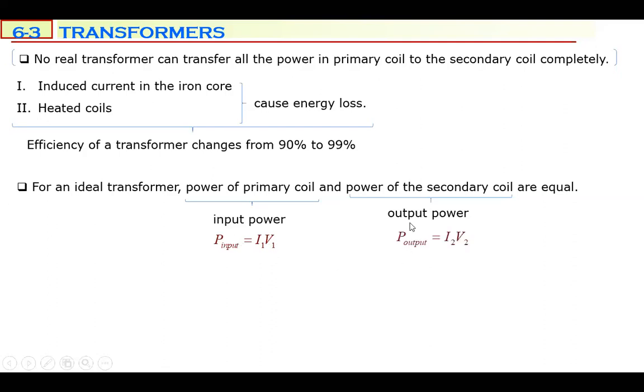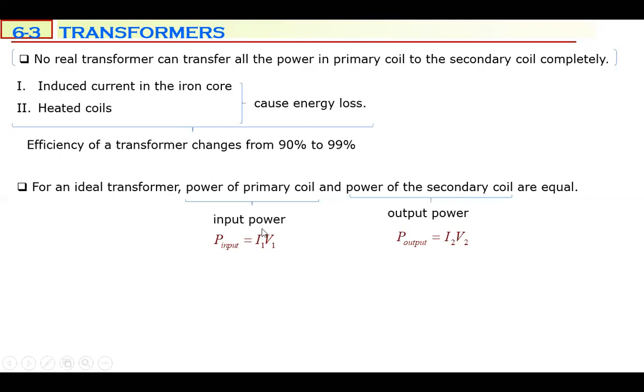And output power, I2 times V2, which is current in the secondary coil, multiplied by potential difference in the secondary coil. That's why these two powers are going to be equal to each other. We will make them equal. We are not going to make a calculation about the equivalence, but we know that this output part is important for us. Why?